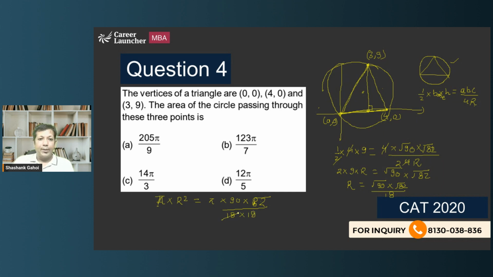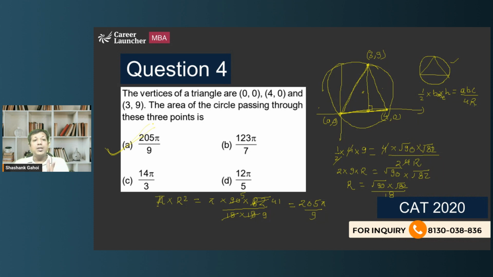I can cancel out by 2. This comes out to be 41. This comes out to be 9. So this comes out to be 205 pi divided by 9. And the answer of this question is going to be option A.